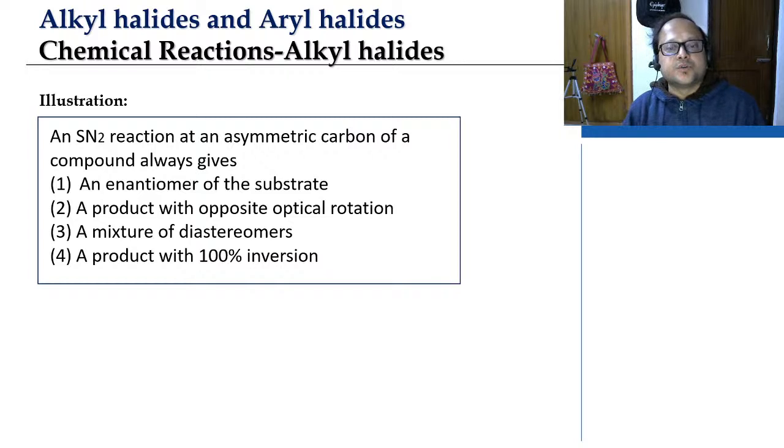Okay, now let's do a question. An SN2 reaction at an asymmetric carbon of a compound always gives. So you have got four options. So which one do you think is correct? If you have understood what we discussed last time, I think this should not be difficult for any one of you. So try to answer this.